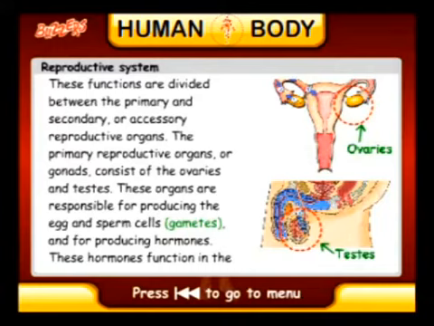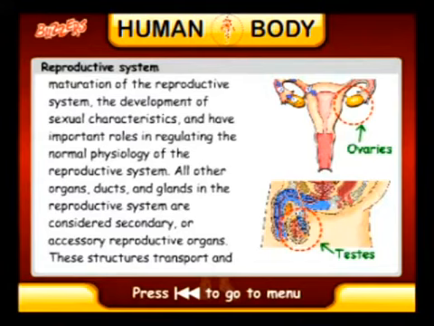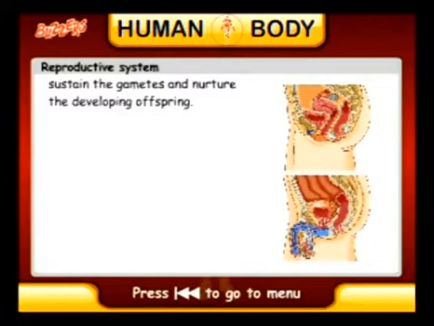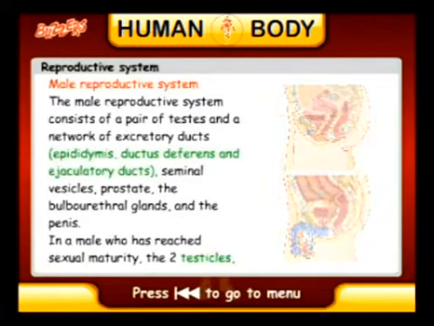These hormones function in the maturation of the reproductive system, the development of sexual characteristics, and have important roles in regulating the normal physiology of the reproductive system. All other organs, ducts, and glands in the reproductive system are considered secondary or accessory reproductive organs. These structures transport and sustain the gametes and nurture the developing offspring.